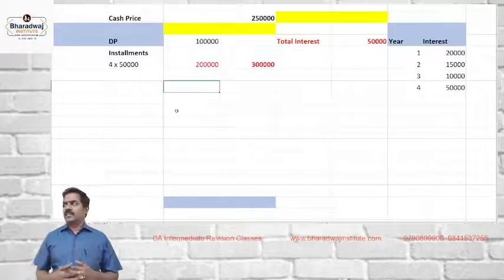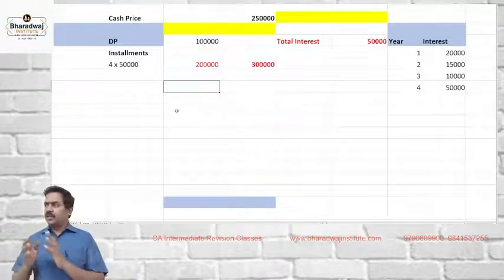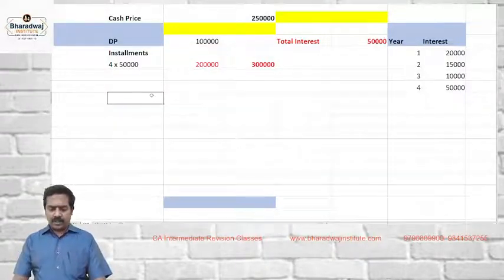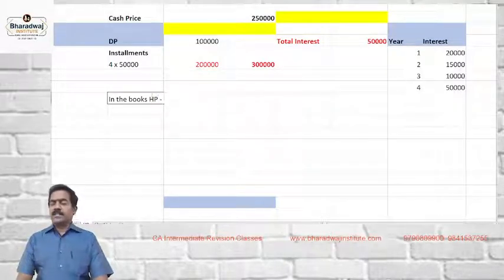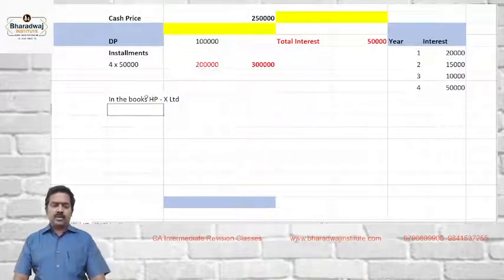When the installment is not paid, the goods will be taken over. Since it's a basic problem, you don't do the ledger, I will do the ledger. Anyhow, these workings are going to come to you. In the books of the purchaser, who is the hire purchaser? X Limited.